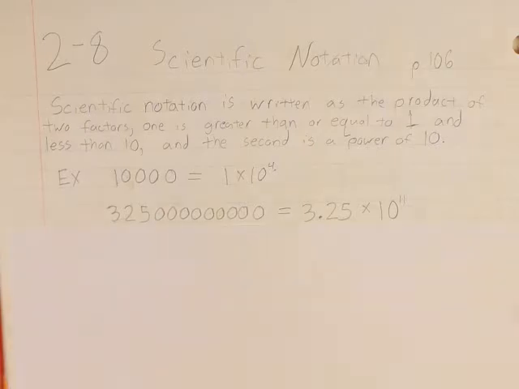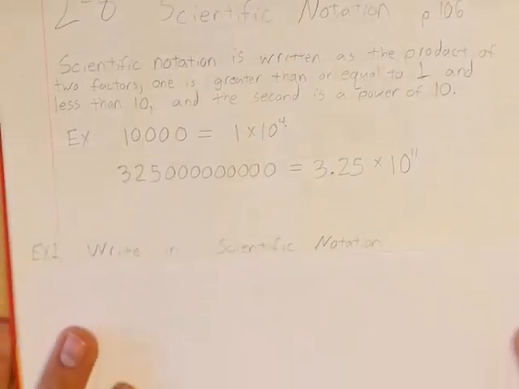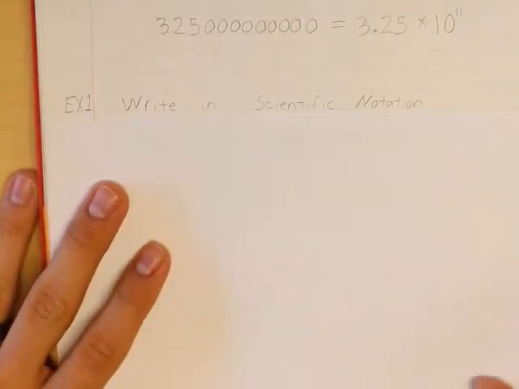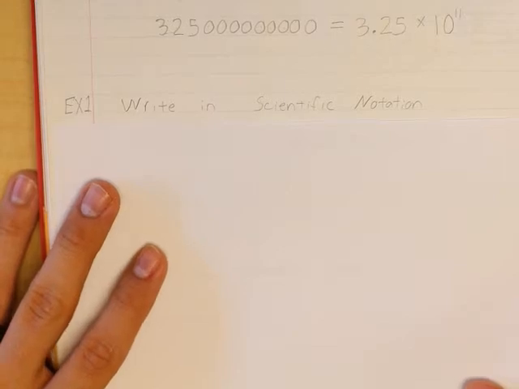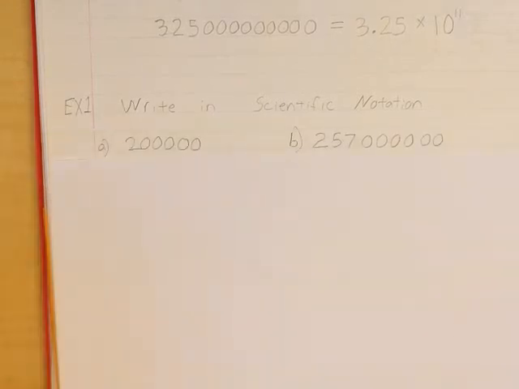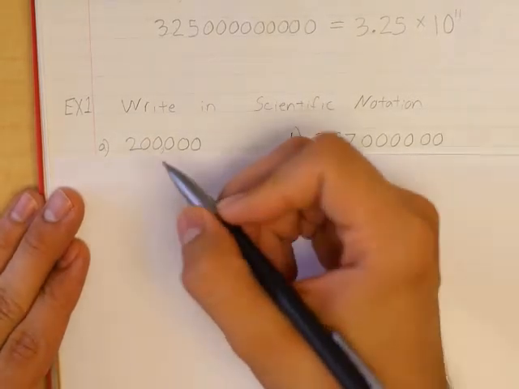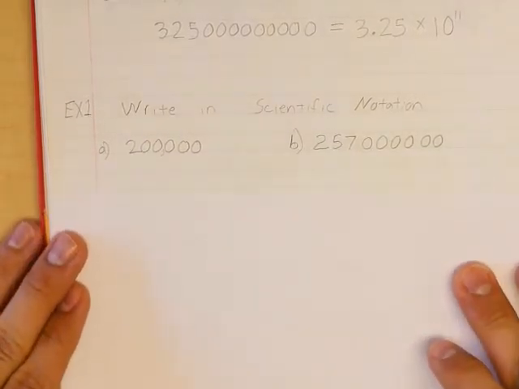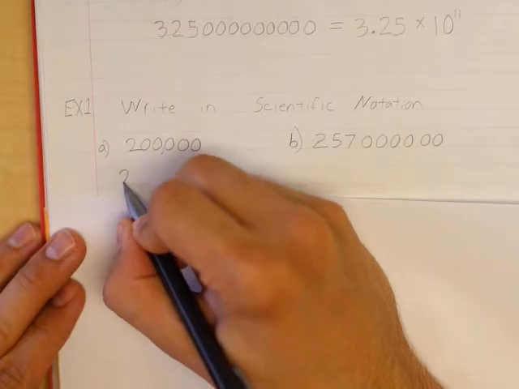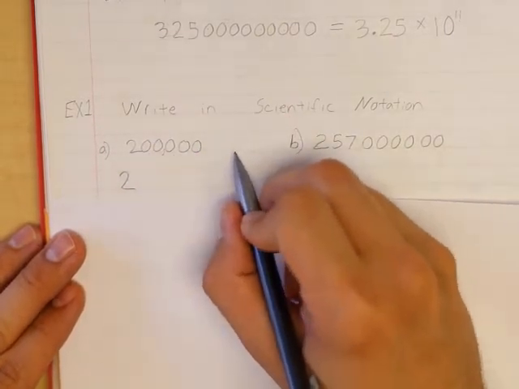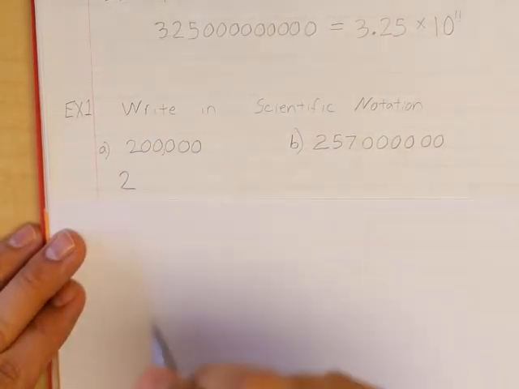If not, we're going to do a few examples and get our hands dirty with the math. All right, let's go. Example 1. Write in scientific notation. So here we are given 2 numbers. This number right here looks like it is 200,000. So this one is easy enough. We are going to put 2, and we have no numbers after it except for zeros, so we are good.